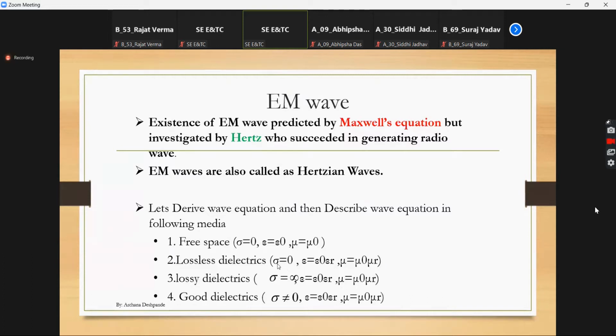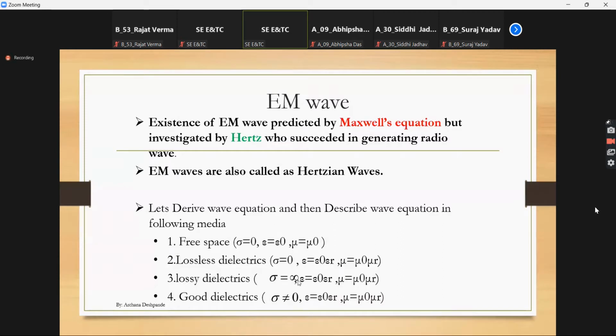And obviously it is a perfect dielectric. That means there are no free charges available, and therefore sigma is again 0. Lossy dielectric: this is a dielectric which is going to have a lot of losses in it. Therefore sigma is very high.